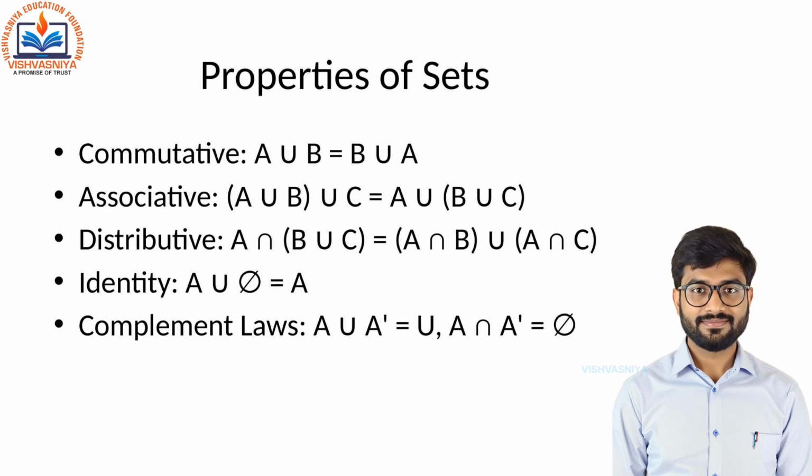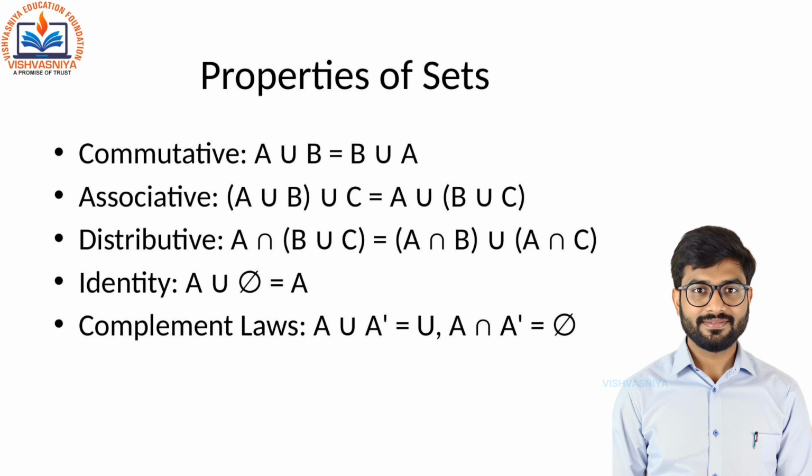Commutative property. This means the order of sets doesn't matter when performing union or intersection. For union, A ∪ B is equal to B ∪ A. For intersection, A ∩ B is equal to B ∩ A.